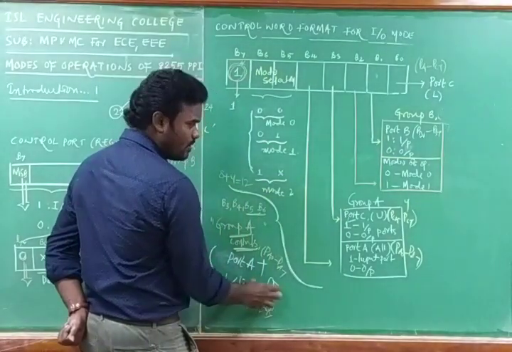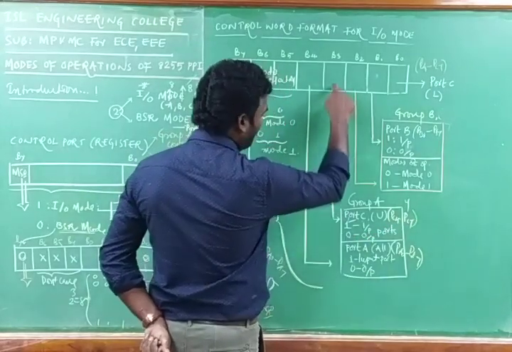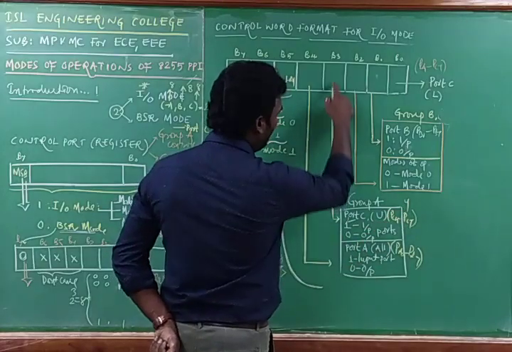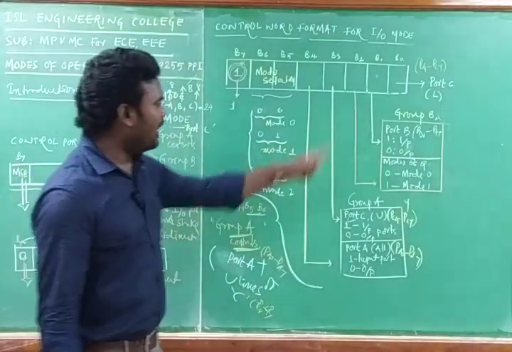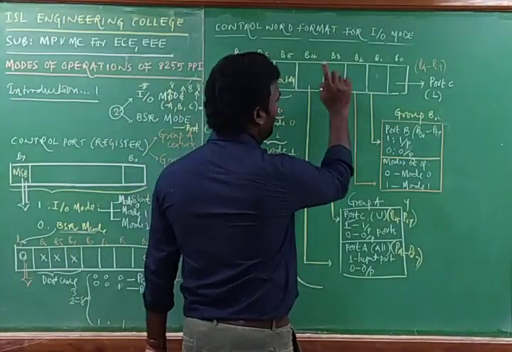What is the remaining thing? Port C upper lines, that is PC4 to PC7. When this bit is 1, then these 4 pins act as input ports. When this bit is 0, the same pins act as output pins. And coming to here, 1, 2, 3, 4, 5 completed.